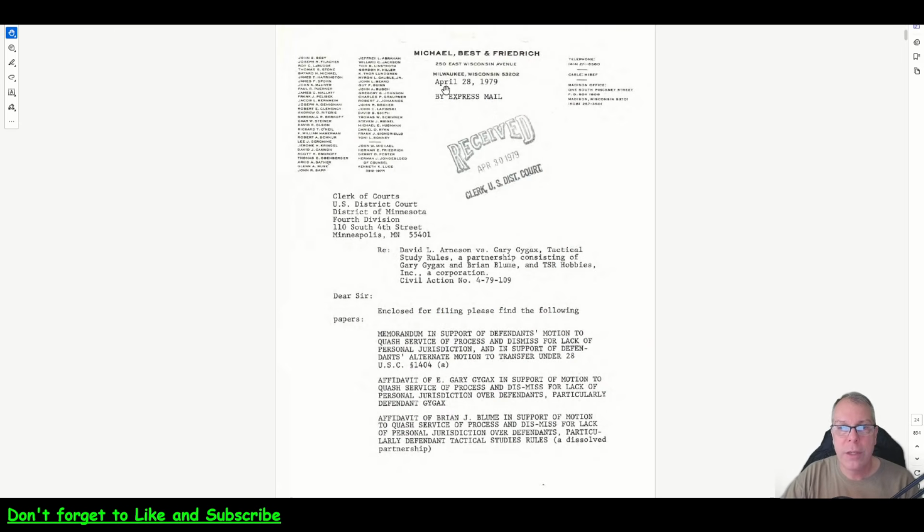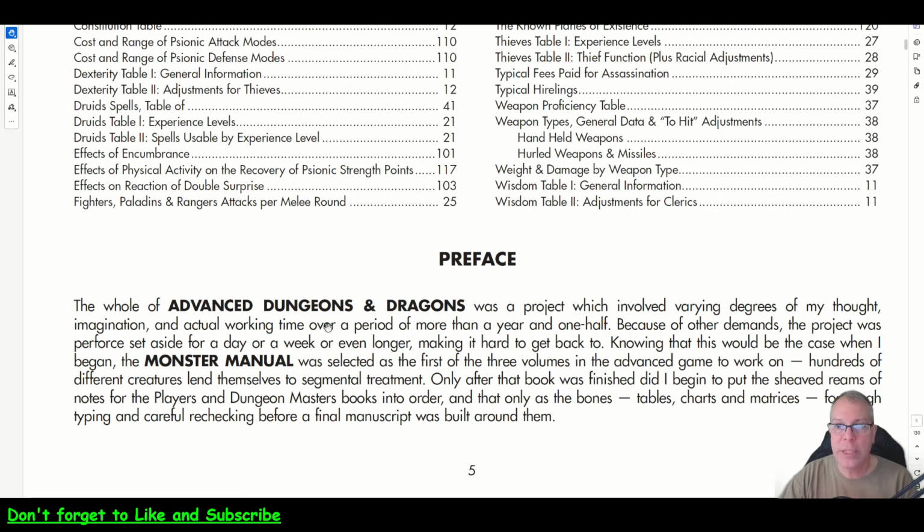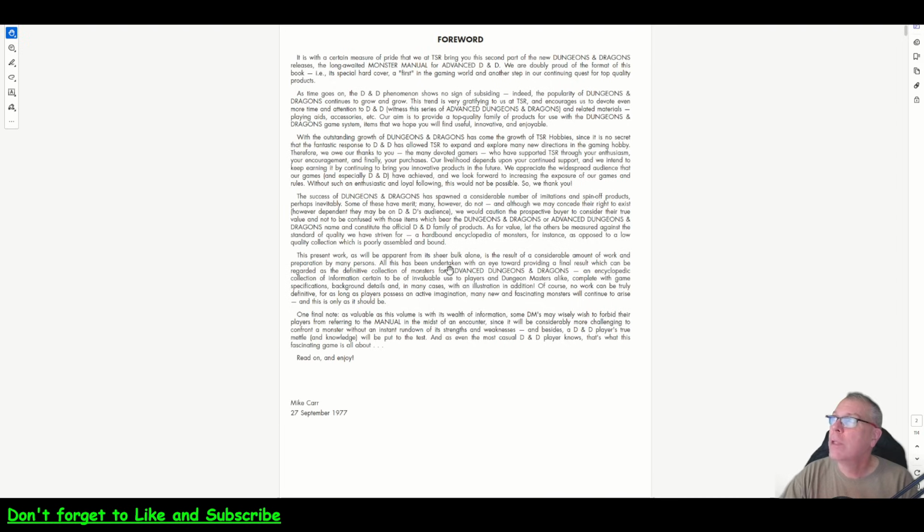Here is a file that was sent to the U.S. District Court in Minnesota. And it was April 28th, 1979. So that is before this gets published. But it is after the Monster Manual was published, which was September of 1977.